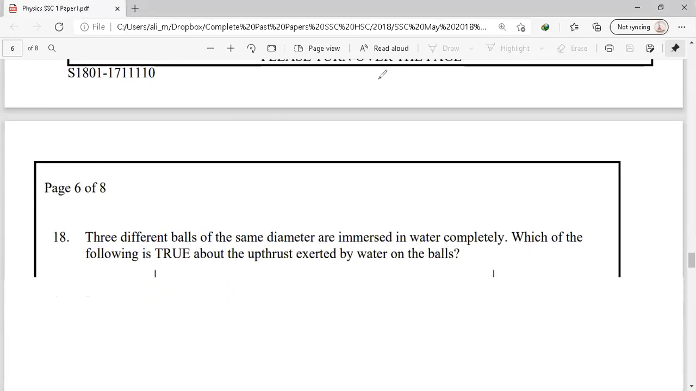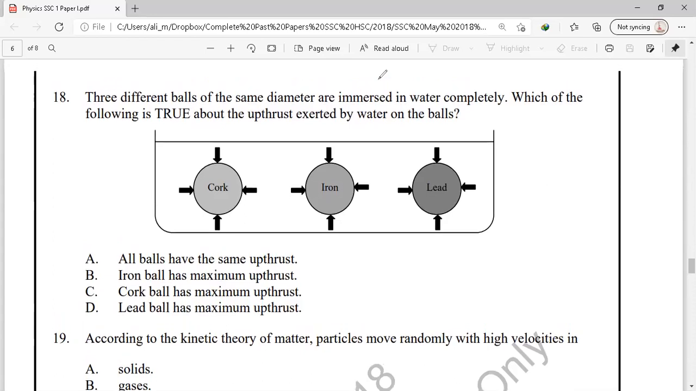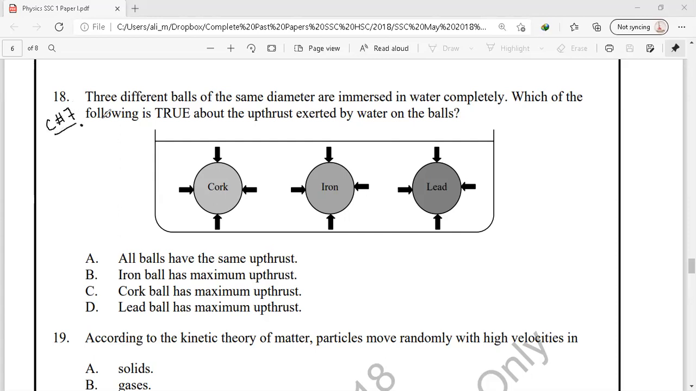So quickly, let's move to question number 18. In question number 18, we have a question from chapter number 7, physical properties of matter. We have three different balls of the same diameter. The diameter of these three balls is the same. When the diameter is the same, we can conclude that all the balls have the same volume. The volume of all three balls will be exactly equal.